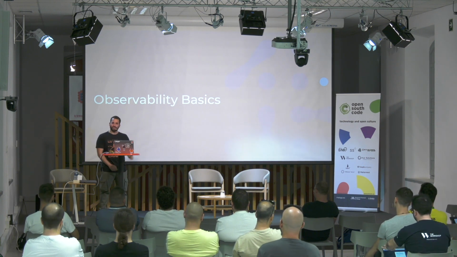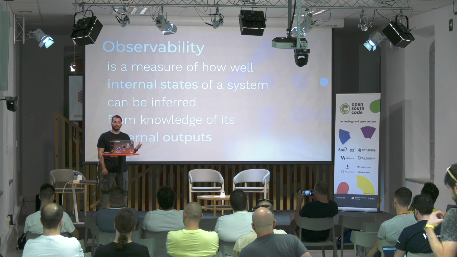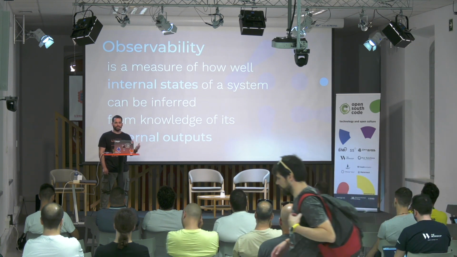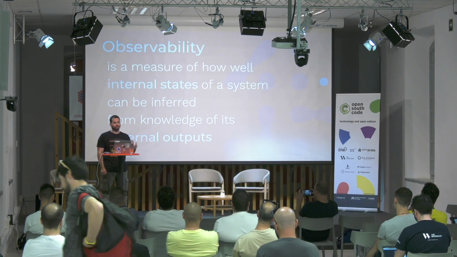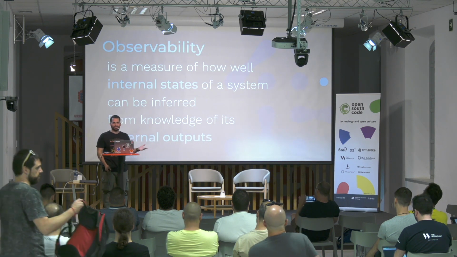Okay, so what is observability? The definition is that observability is a measure of how well internal states of a system can be inferred from the knowledge of its external outputs. Okay. Pretty hard to understand what it is.